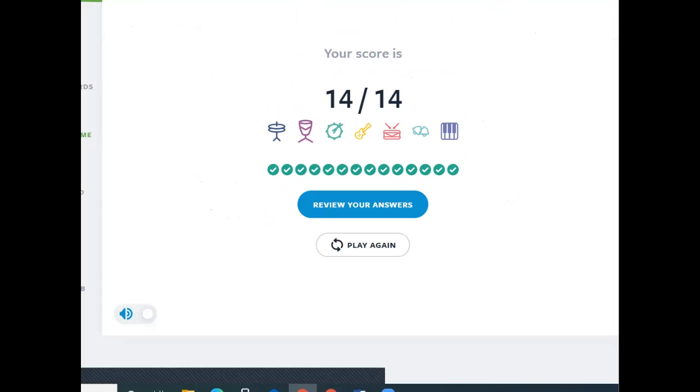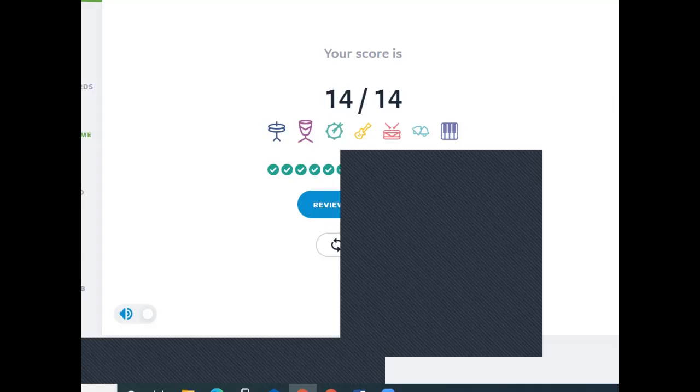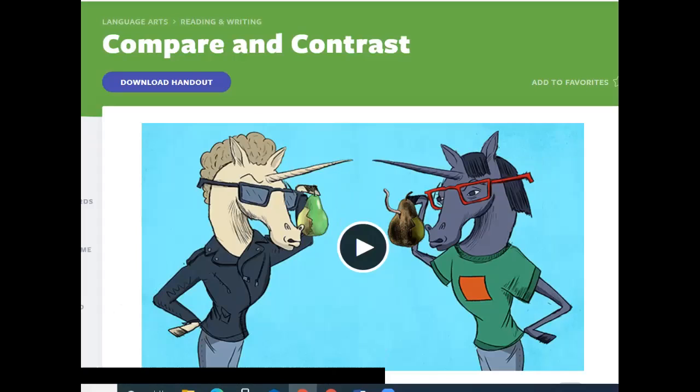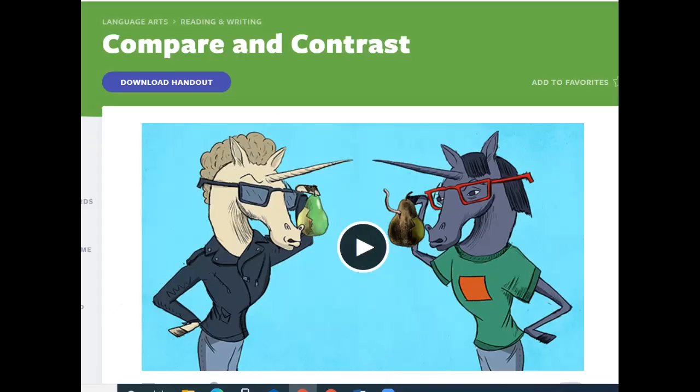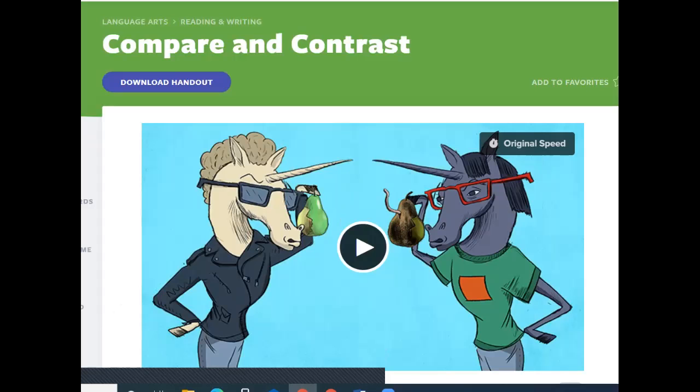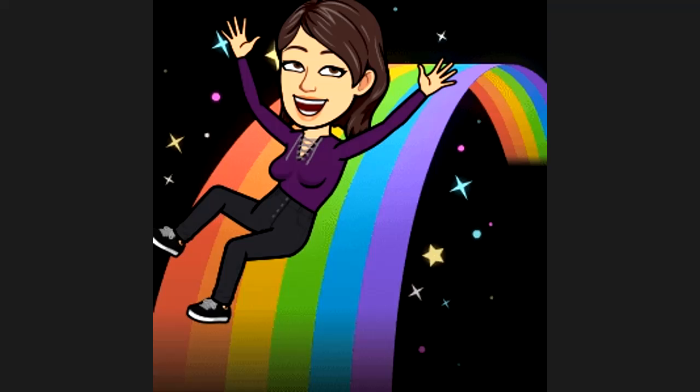There we go. Good job, boys and girls. We did it. Today, our objective was to focus on the vocabulary for compare and contrast. Please keep these notes in your notebook so that you can use them for the upcoming lessons. We will continue to be working on comparing and contrasting.